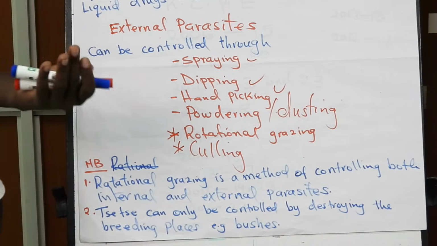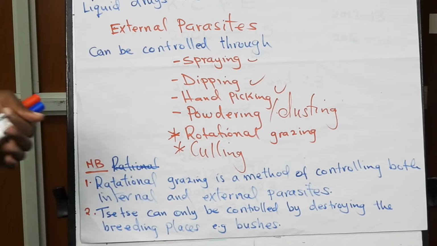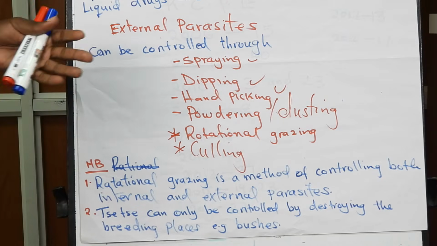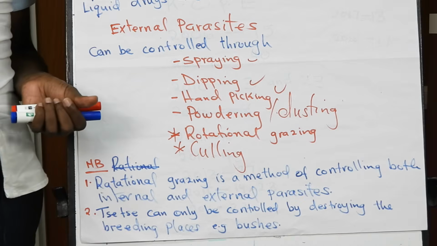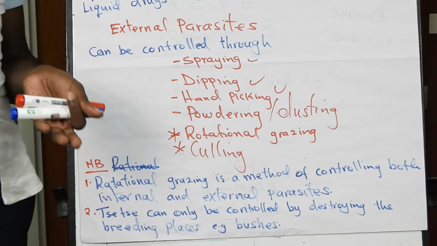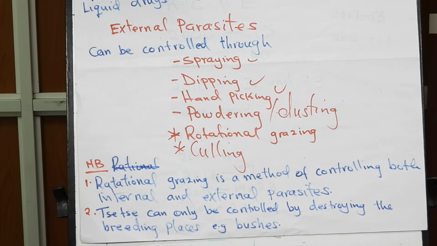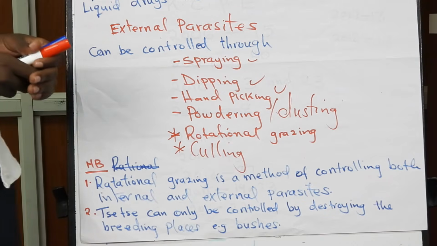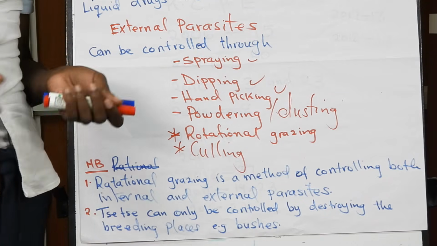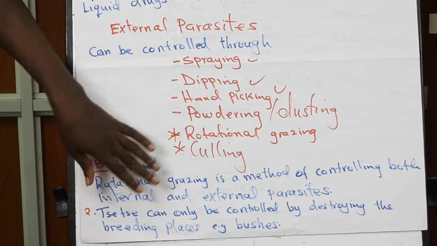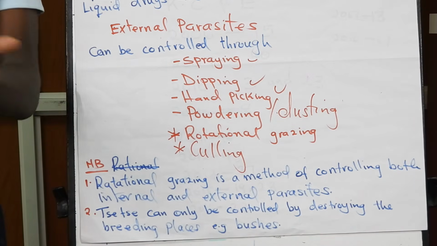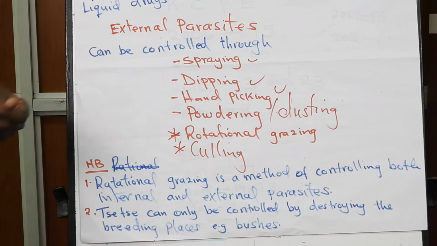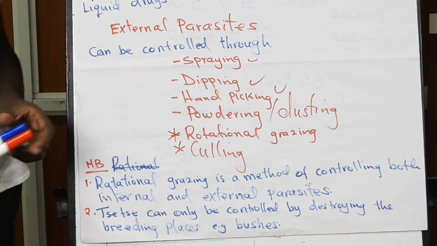Then, tsetse fly can only be controlled by destroying the breeding places, e.g. bushes. Tsetse fly cannot be controlled by rotational grazing because tsetse flies fly. You cannot control tsetse fly by dipping. You take your animals to the dip, the tsetse fly will fly, and you cannot pick the tsetse fly. So the only way of controlling tsetse fly is destroying the breeding places, such as bushes around.